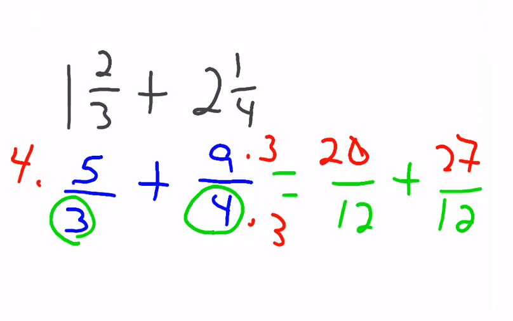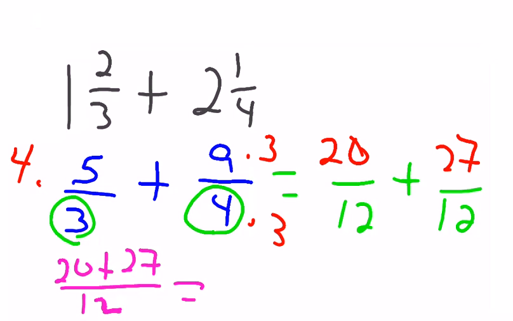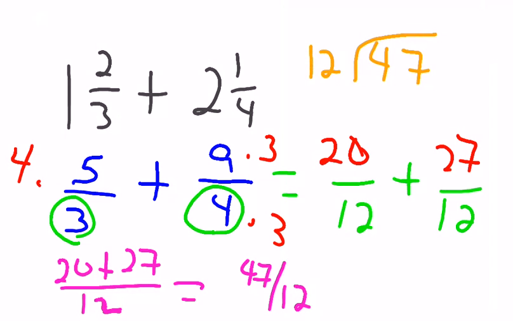And then we add those two numbers together. So 20 plus 27 all over the 12, and that gives us 47 over 12. Now to change that back into a mixed number, we just divide. So we take 47 in the box and put 12 out here and see how many times it goes in. For this one, you might want to use your calculator, or you can do it by hand, but it goes in 3 full times.